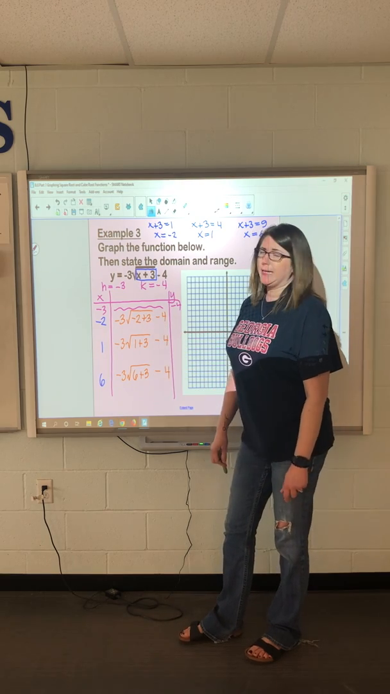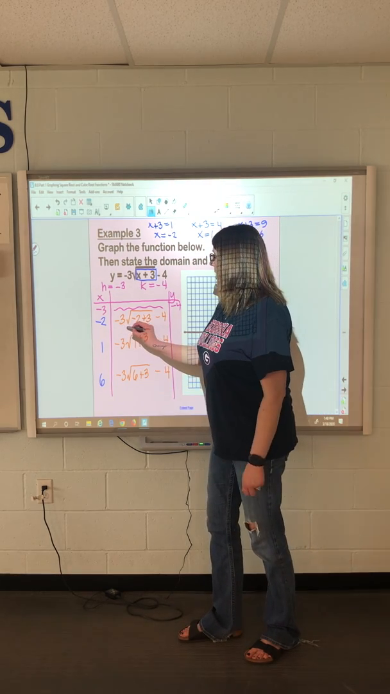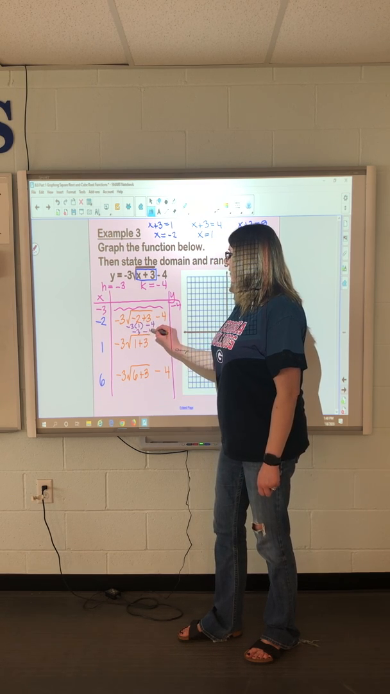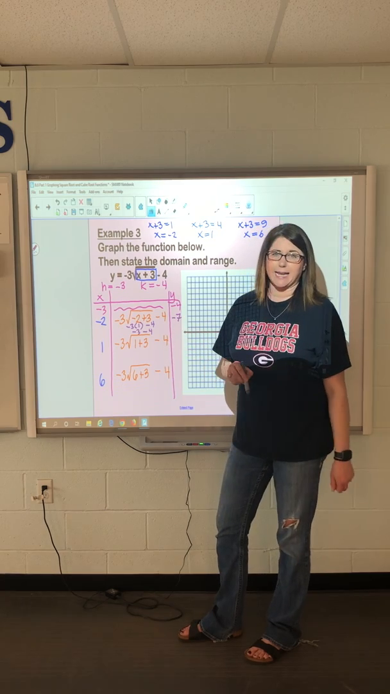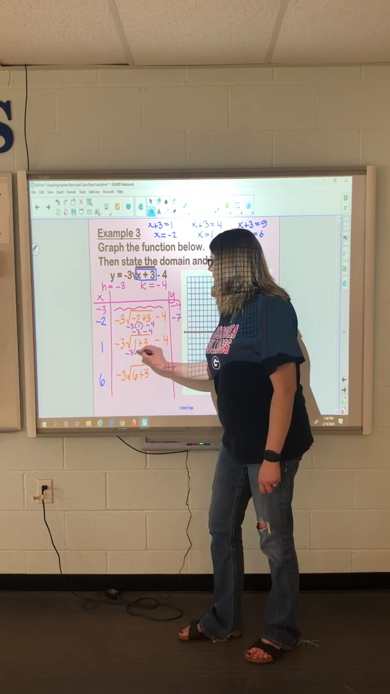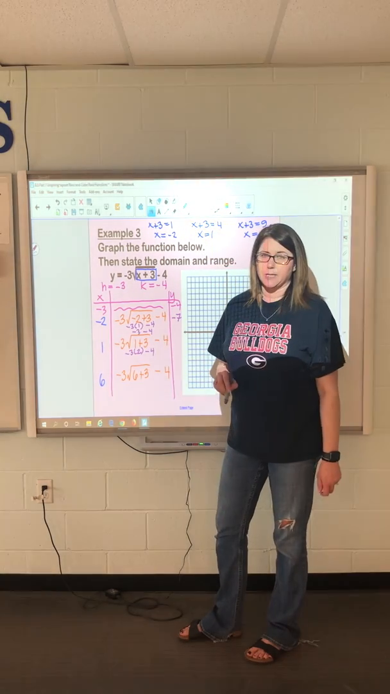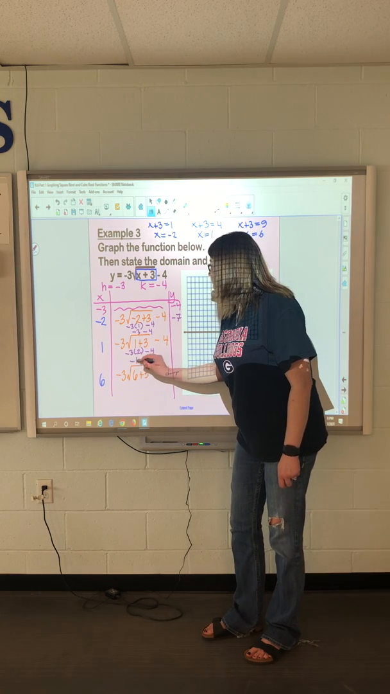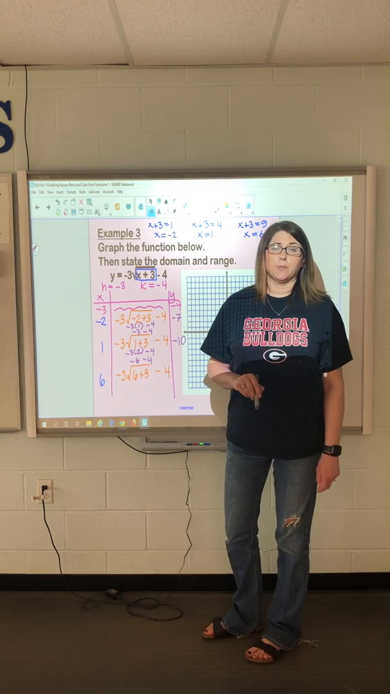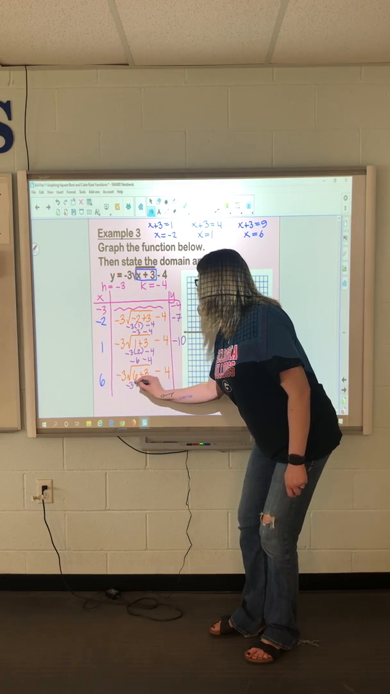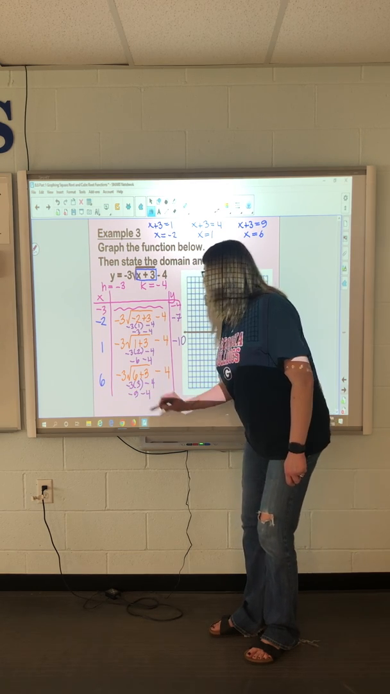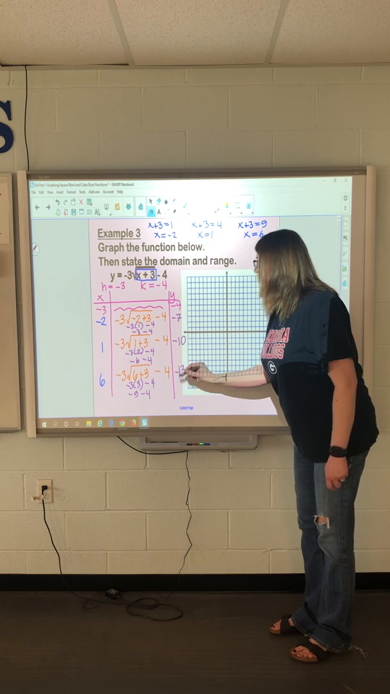So -2 plus 3 is 1. The square root of 1 is 1. So I have -3 times 1 minus 4. That gets me -3 minus 4, which is -7. So now I have a second ordered pair. Here I've got 1 plus 3, which is 4, and the square root of 4 is 2. Then I'm going to multiply that 2 times the -3. That gives us -6, and -6 minus 4 is -10. And lastly, we have 6 plus 3, which is 9. The square root of 9 is 3. And when I multiply that 3 times -3, I get -9, and -9 minus 4 is -13.